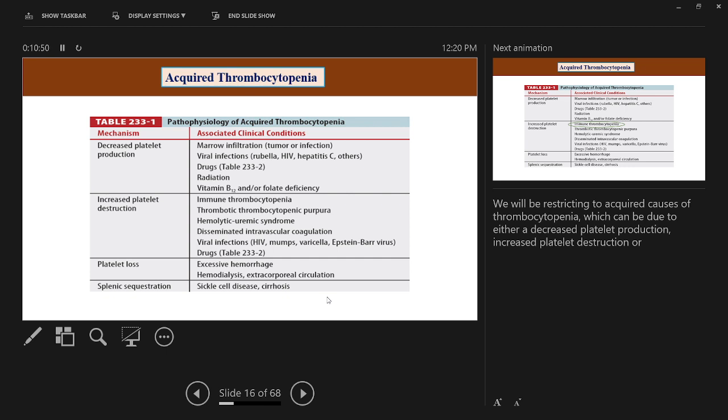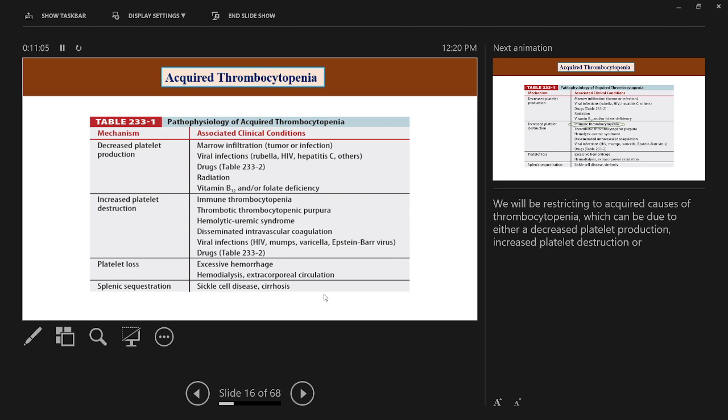The definition of thrombocytopenia, Dr. Ravi, when do you call it? Normally, we take a platelet count of less than 1.5 lakhs, actually.